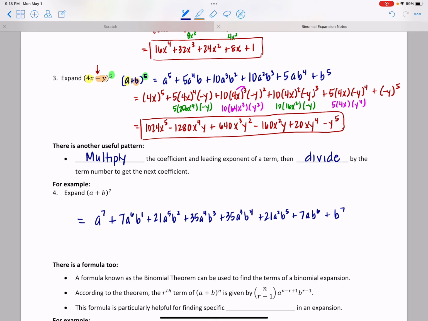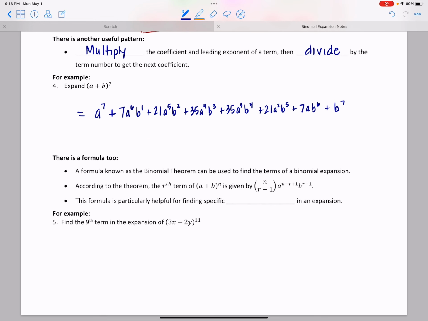Okay, so kind of a cool thing. And then there's another option. Like, why not give you 3 or 4 options for something that you've probably never seen before? Okay, so the other option is actually a formula. So this is called the binomial theorem. It's used to find terms in your binomial expansion, again, without having to necessarily use any patterns, although I still think the patterns are easier.